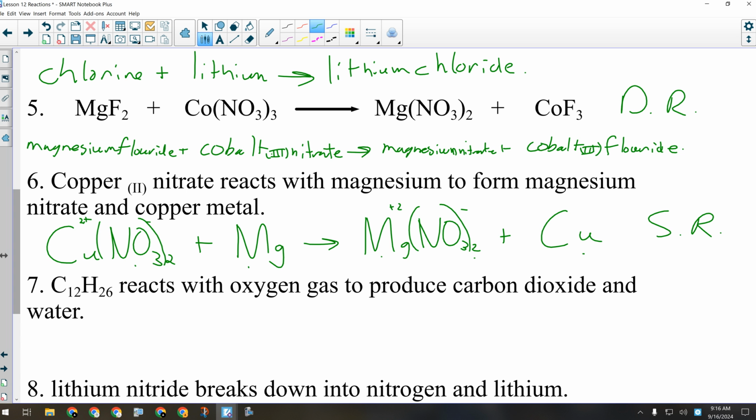Already balanced. Does 5 need to be balanced? Oh, sure it does. I skipped over that. I didn't balance number 5. Not we, it's my mistake.